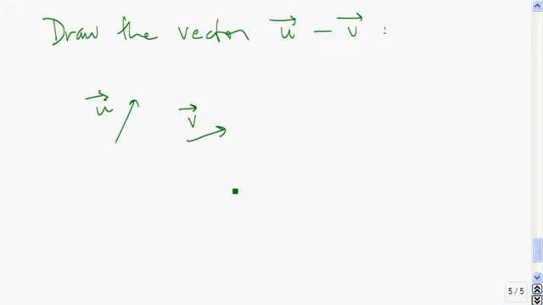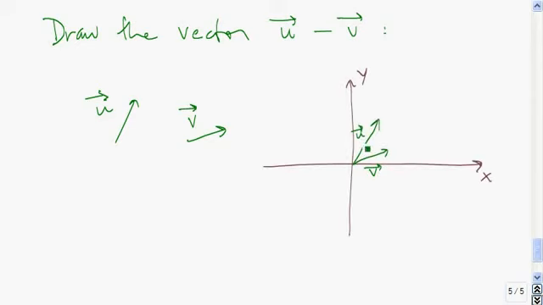Okay, why don't you try this problem on your own? Draw the vector u minus v. Okay, so here's the vector u, and here's the vector v. To get the vector u minus v, we go from the tip of v to the tip of u.